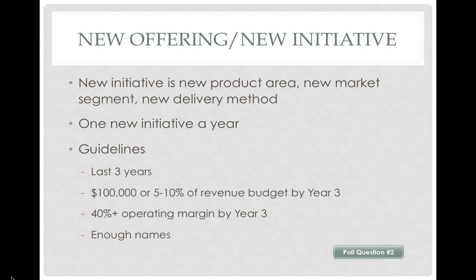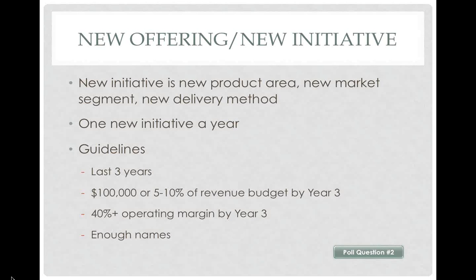You've got to prove to me that by year 3, it's going to be generating $100,000 or 5 to 10% of your revenue budget. Because if it isn't, why put all this energy into it? You've got to prove to me by year 3 that it's going to have a 40% operating margin. Now, those 3 things you could probably fool me on. But the 4th one that's most critical is, why would you even do a new initiative if you don't have names to market it to? You don't know actually who this is going to be sold to. You're just going to sort of throw it in your catalog and hope for the best.